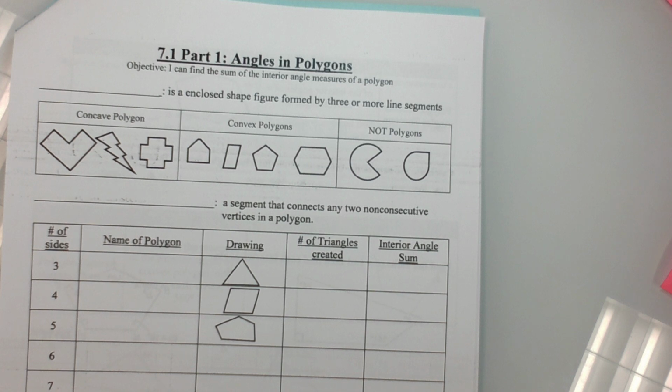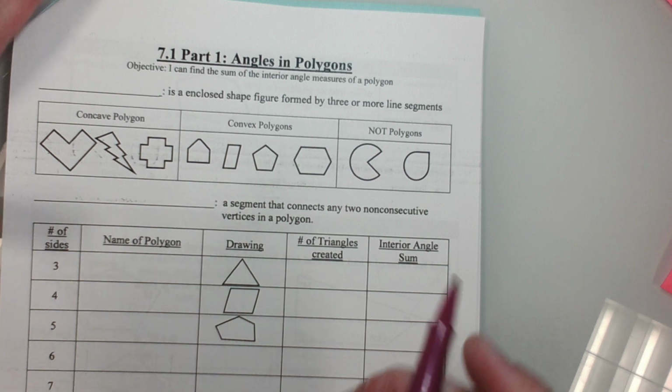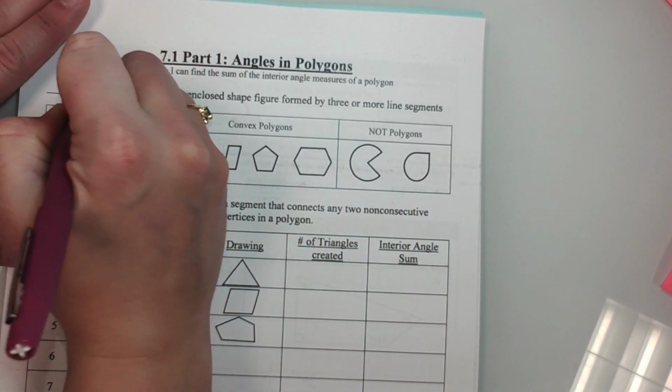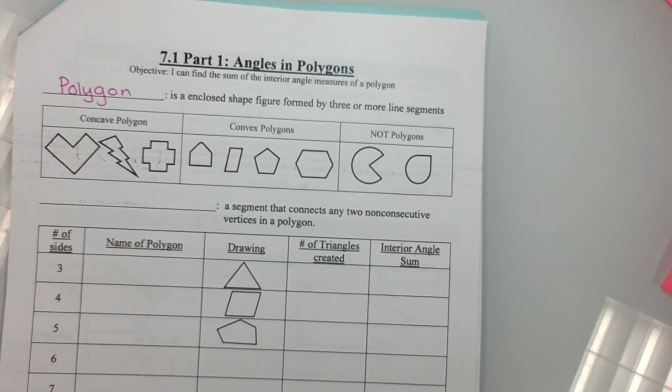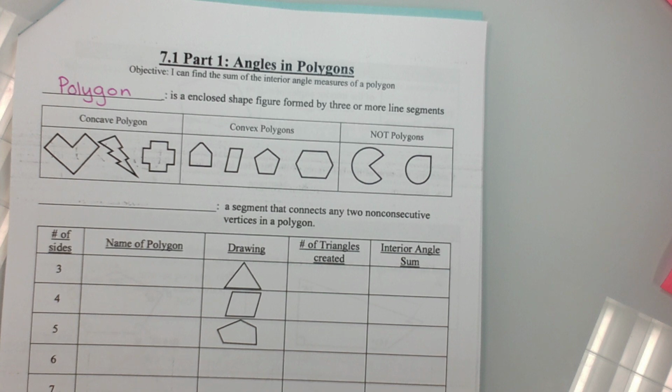Open up your notes, please. So, today we're starting to talk about polygons. A polygon is an enclosed shape that has 3 or more line segments for sides. Polygons come in 2 forms. They come in the form of convex versus concave.